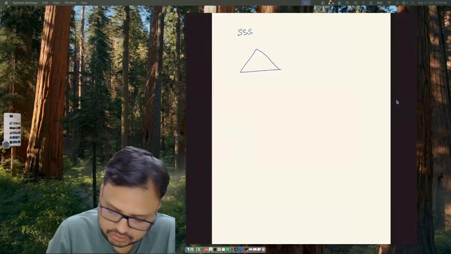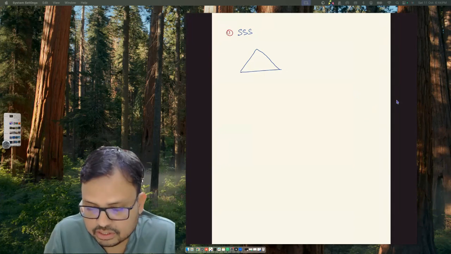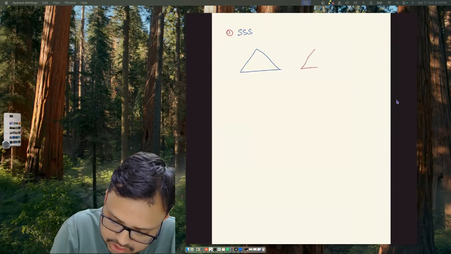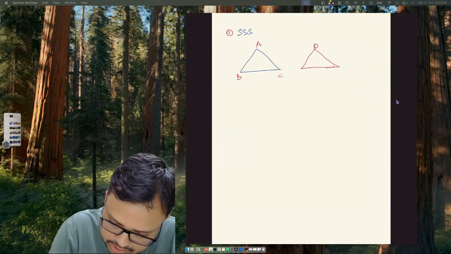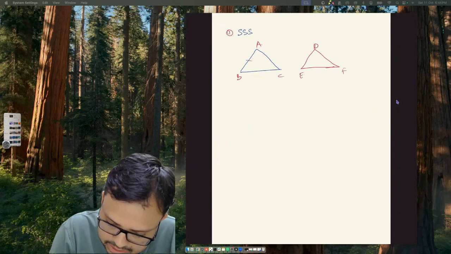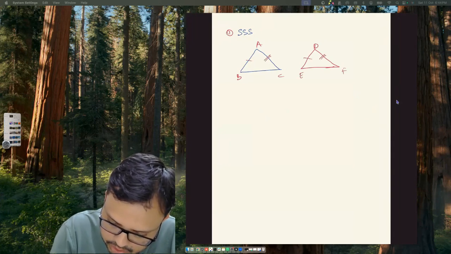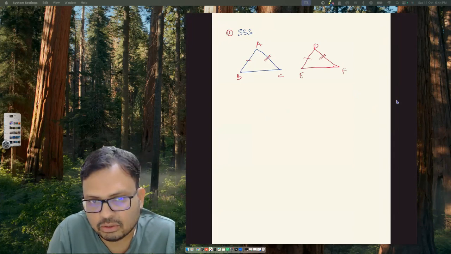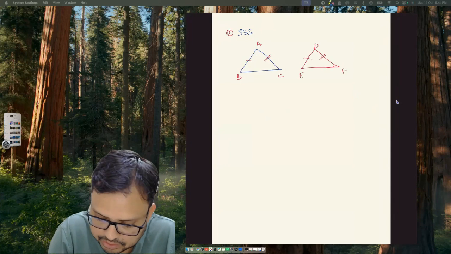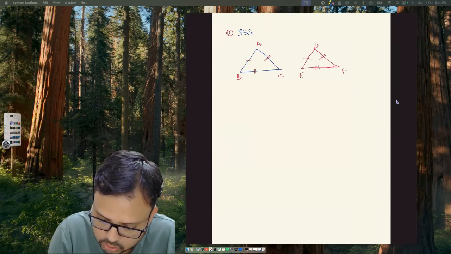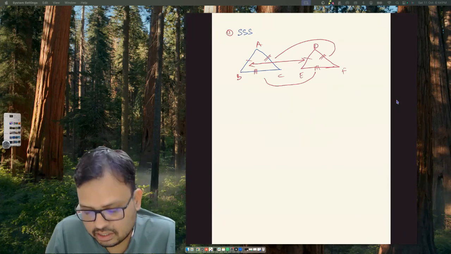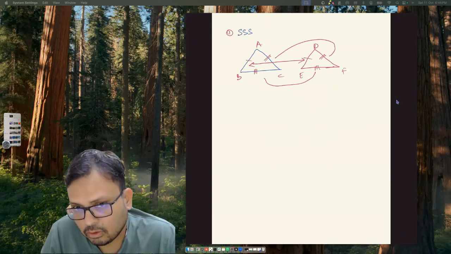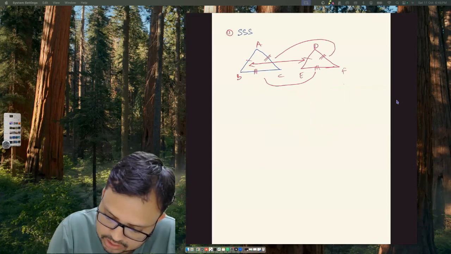Let's take SSS as the first congruence rule. In case of SSS, what we are trying to say here is, let's take two triangles, ABC and DEF. If all three sides are exactly the same, remember, it doesn't mean all three sides of a triangle are equal to each other. It's not an equilateral triangle, it need not be. So this side is the same as this side, and the other side, and this side in particular is the same as this side. If this is the case, then we say that it's a congruent triangle. Why? You might have seen an isosceles triangle, right?